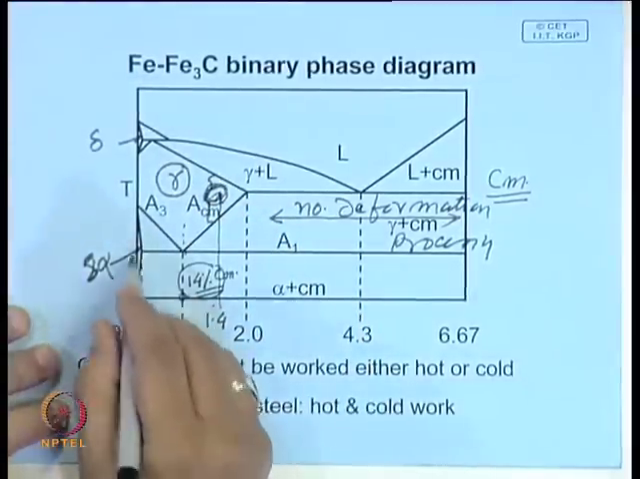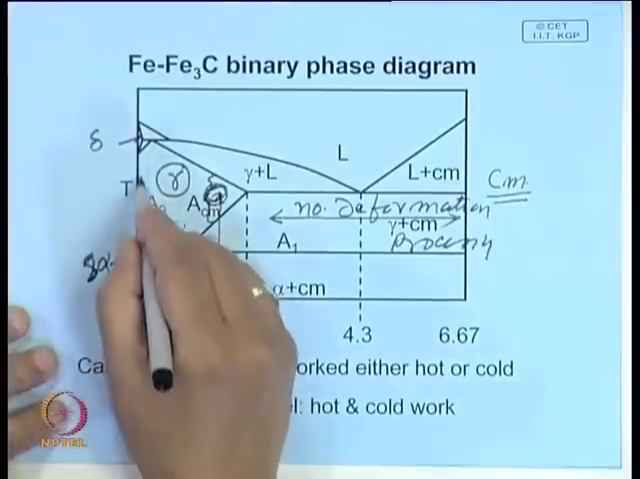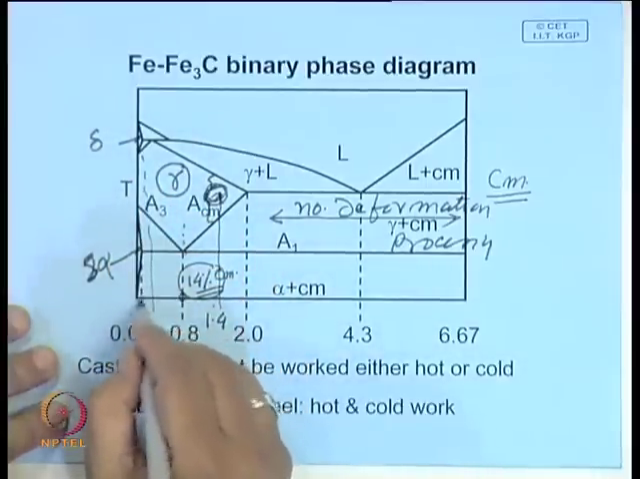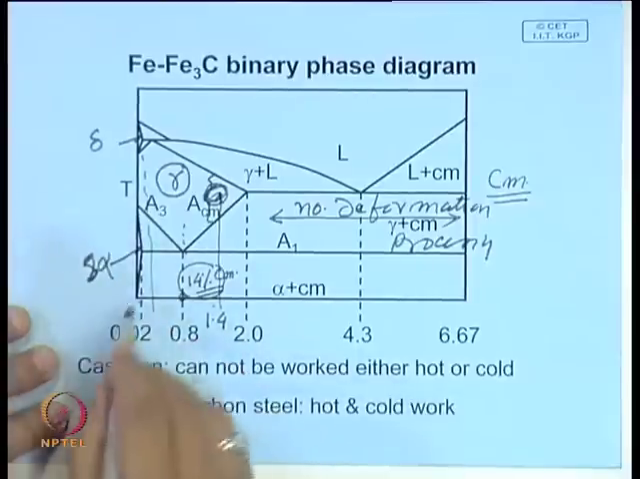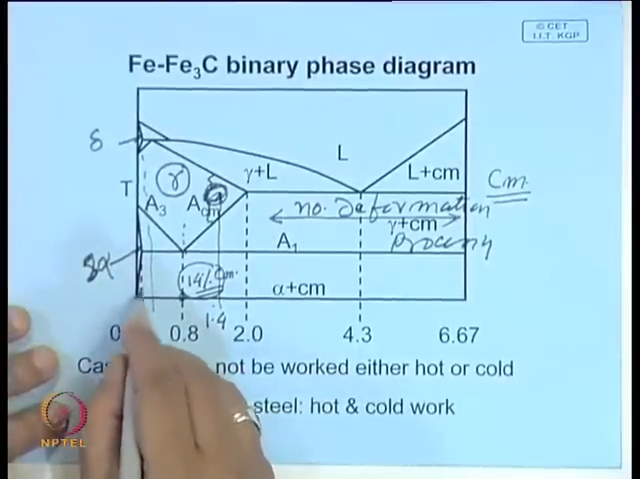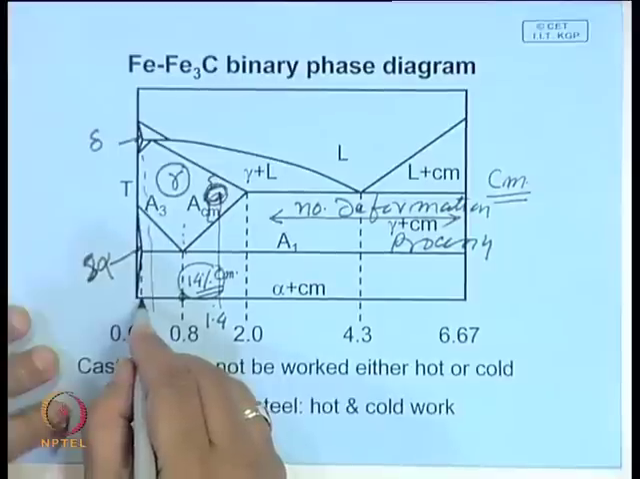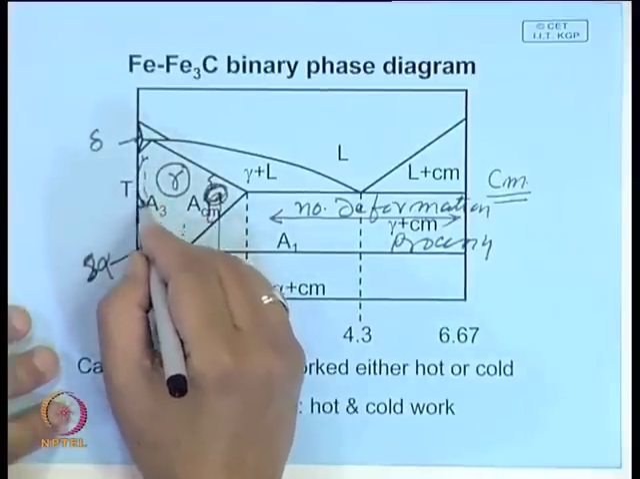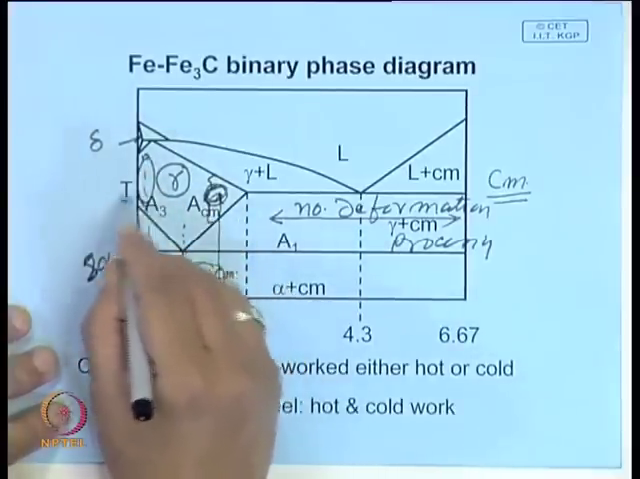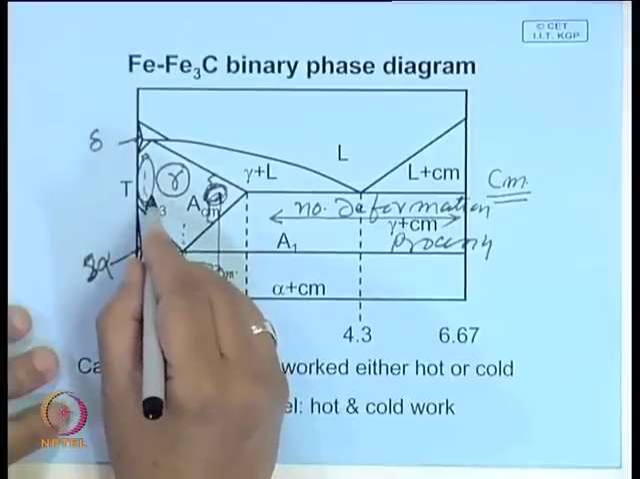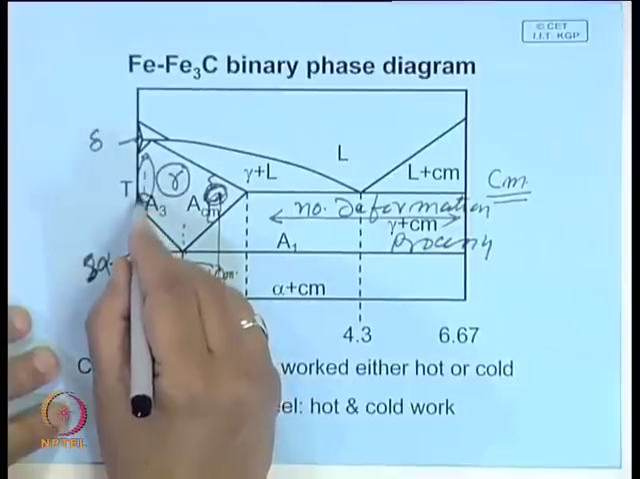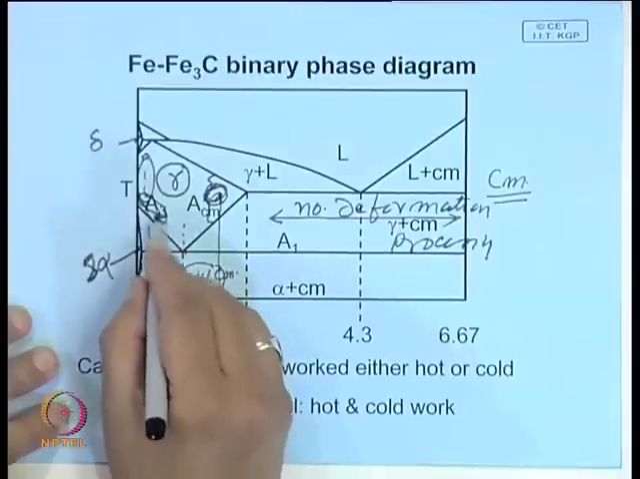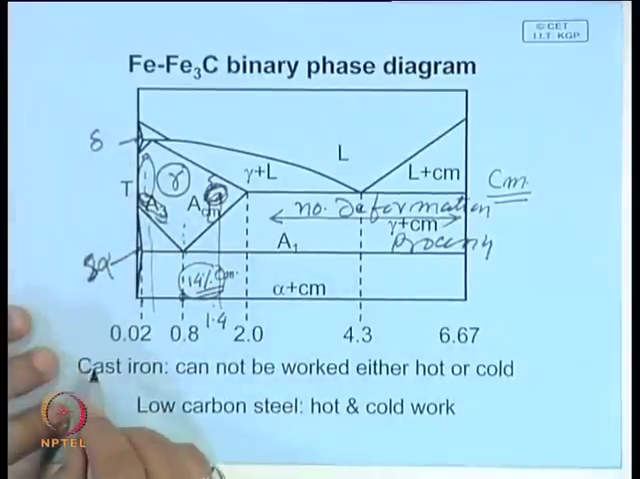But the bulk of steels are very low carbon steels, within this region of the diagram, and here the amount of cementite is very less. They are amenable to both cold working as well as hot working, and hot working is usually done in these regions. And we will see later, it is preferred to finish hot working at as low a temperature as possible, so that in the final product you have a fine grain structure.